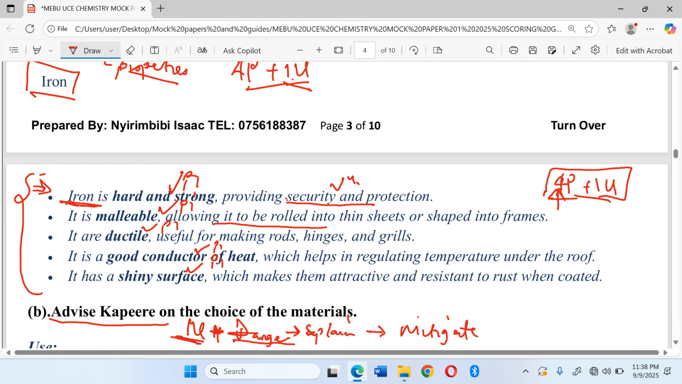So it is only one point, but giving you good scores. Why? We are giving you that danger, we are explaining that danger, we are mitigating, we have given a use. So at the end of it all, you're telling this man Capelli that this material can be used for this purpose, but if not handled very well, it can bring about this danger. You tell us how, you explain, and then the mitigation. Hope that one is very clear.